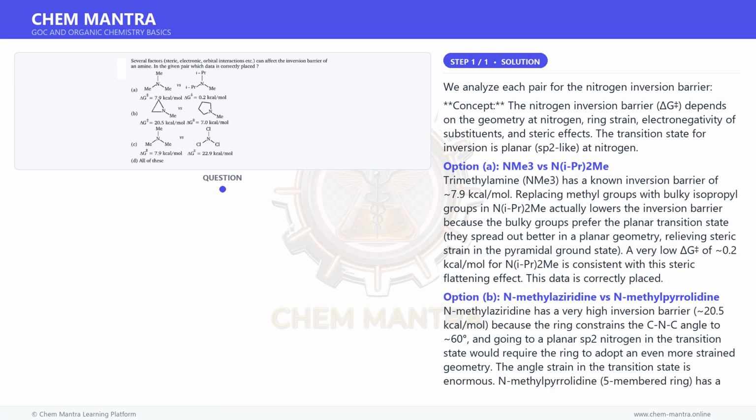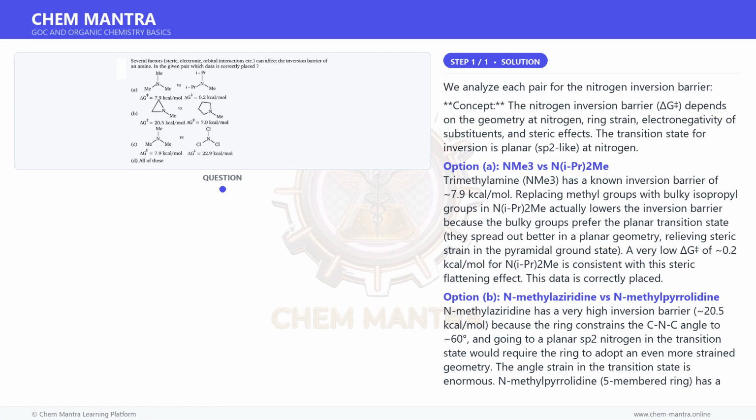They spread out better in a planar geometry, relieving steric strain in the pyramidal ground state. A very low delta G of 0.2 kcal/mol for N-iPr2Me is consistent with this steric flattening effect. This data is correctly placed.